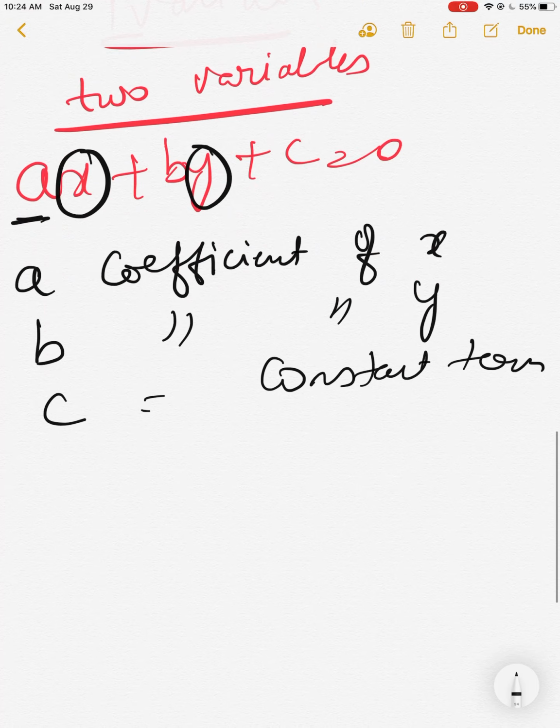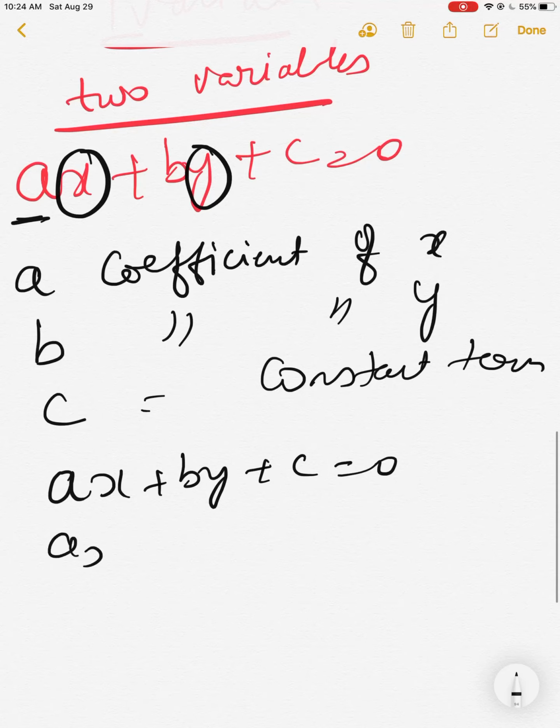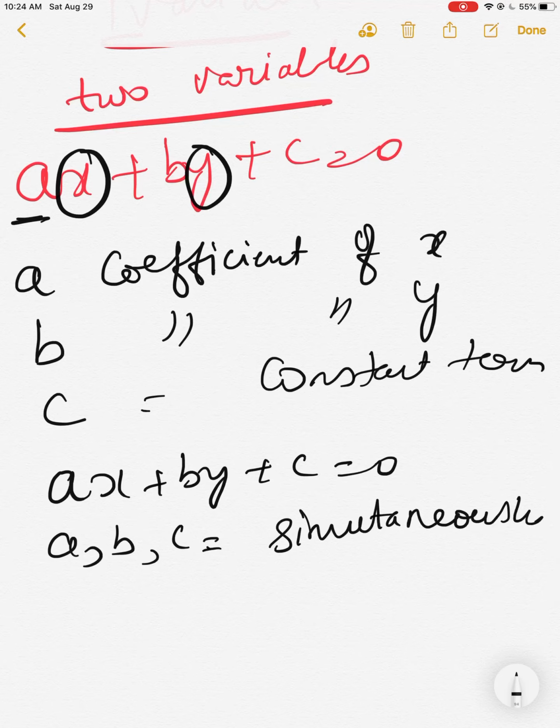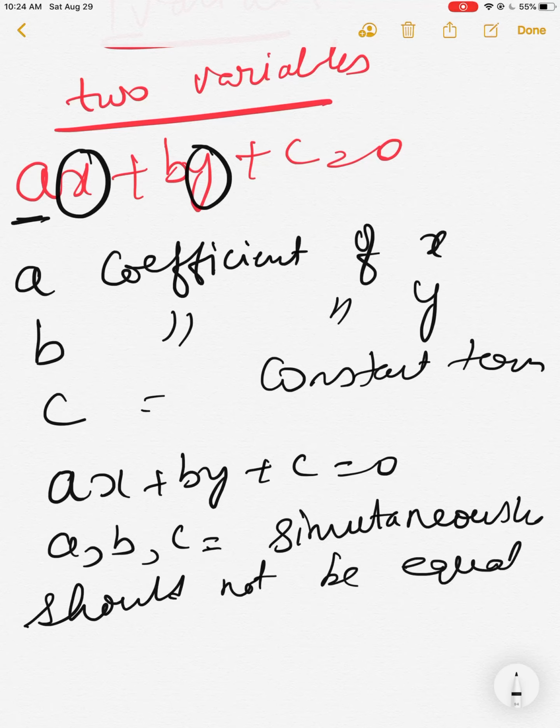So what is the condition for the linear equation? This is the standard form. Okay, a, b and c simultaneously, meaning together, should not be equal to 0. So such polynomials or equations are called linear equations of two variables.